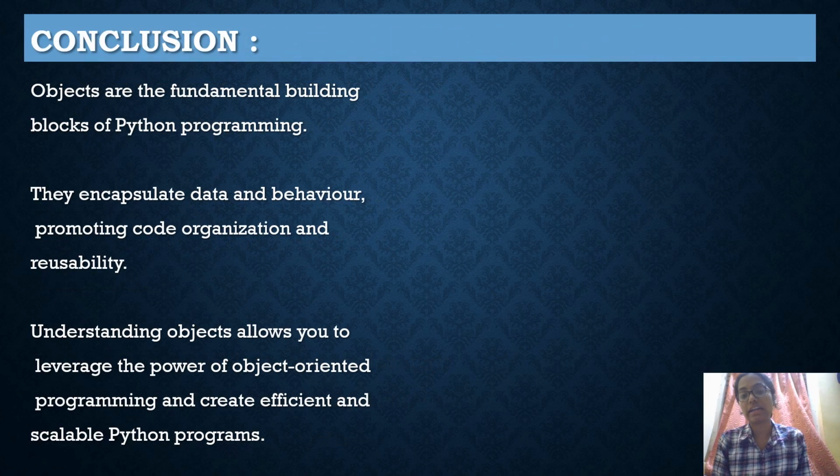So now, at last, we come to the conclusion of objects. Objects are the fundamental building blocks of Python programming. They encapsulate data and behavior, promoting code organization and reusability. Understanding objects allows you to leverage the power of object-oriented programming and create efficient and scalable Python programs.